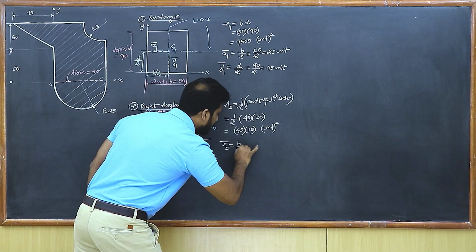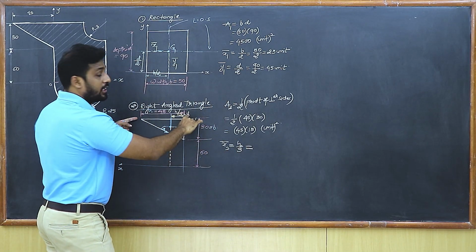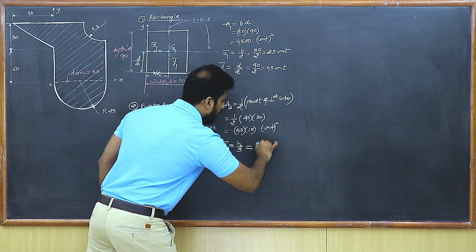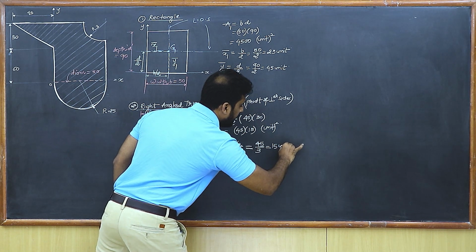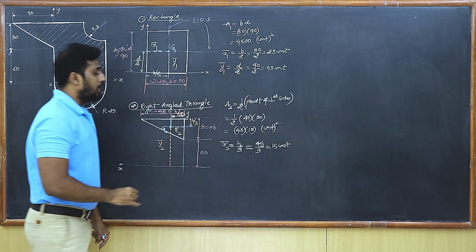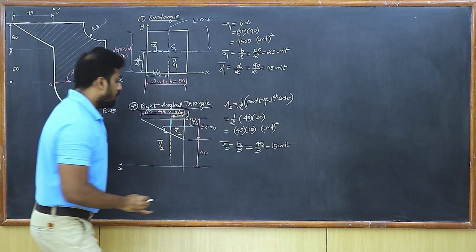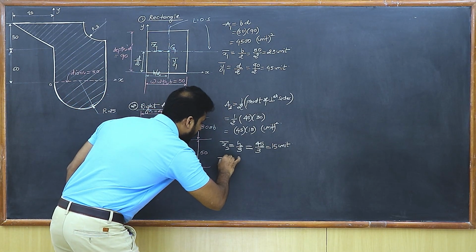It is same as h upon 3. So what's the value of h? It is 45. So I write here 45 upon 3, which comes out to be 50 units, isn't it? So that's x2 bar. And now let's get y2 bar also.